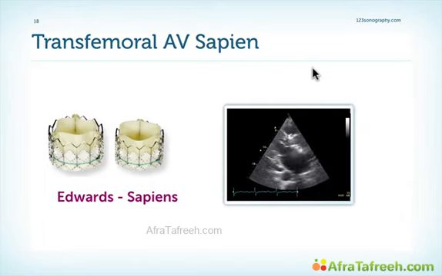The other type of valve which is currently being implanted via the transfemoral approach is the so-called Edwards Sapien valve. It looks very similar. The only difference is the stent is not so long, so it looks more like a normal biological valve. Here's such an example.